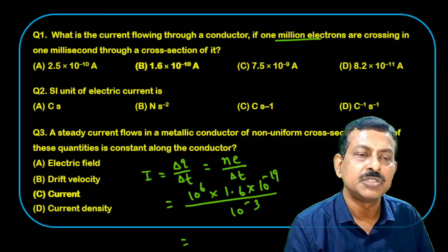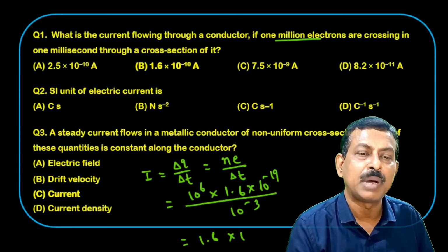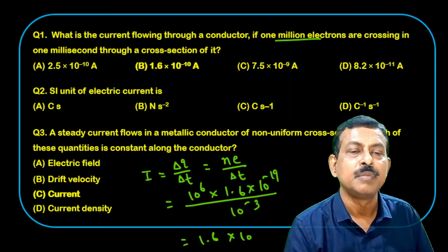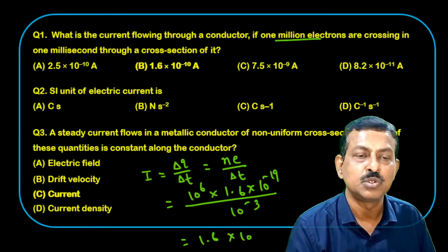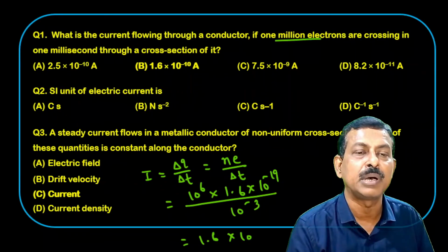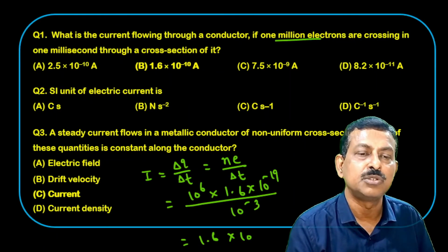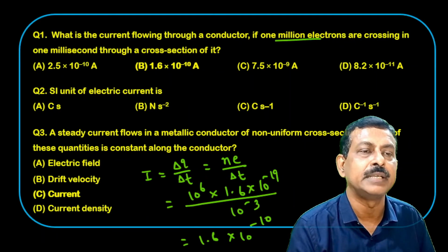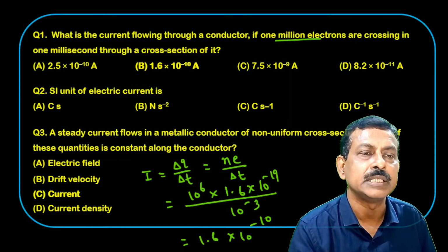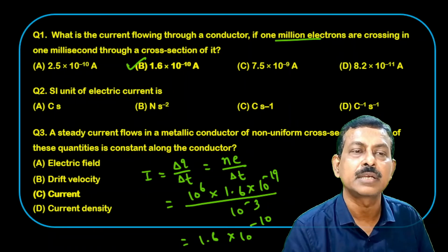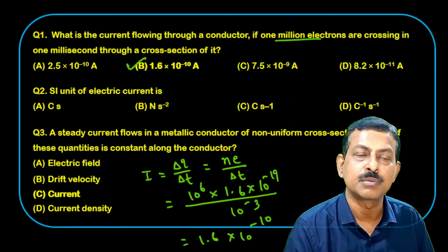In this case, it is 1.6, and the power of 10 is minus 19 plus 6, and the 10 to the power minus 3 will also go in the numerator. So it will make that 9, 10 to the power plus 9. So it is 10 to the power minus 10. Now let's see if there is any option. Yes, the second one is the correct option: 1.6 into 10 to the power minus 10 ampere.